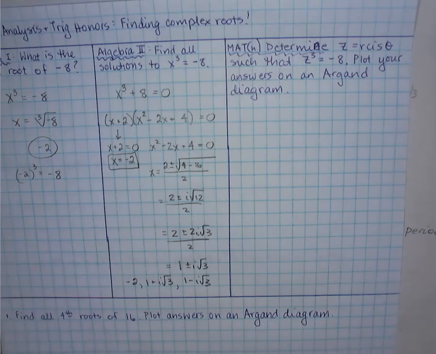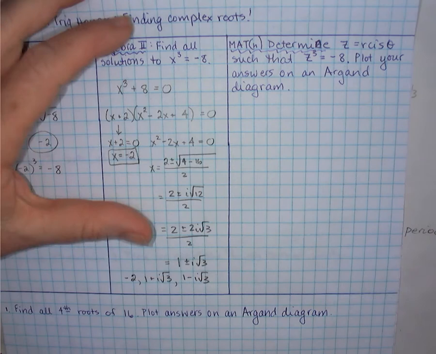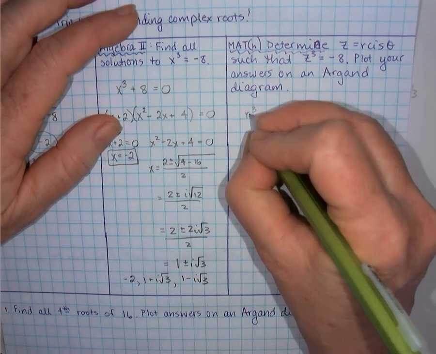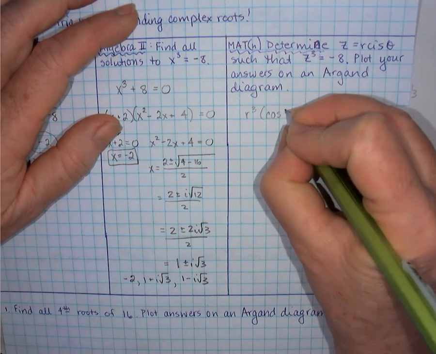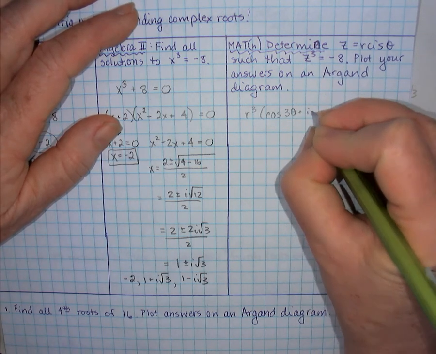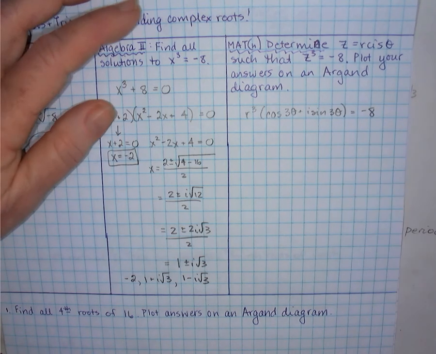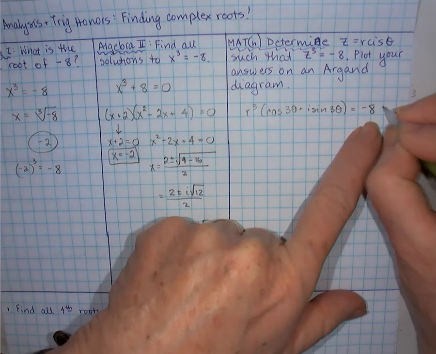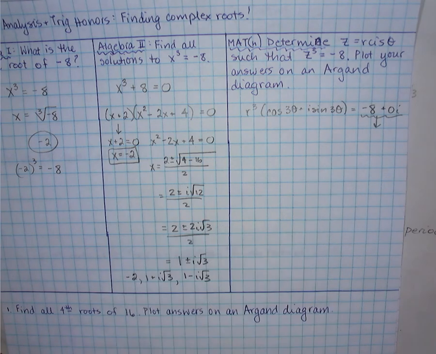Okay, now, however, we are in Math Analysis and Trig Honors, so let's do this a little bit differently. We're looking for some number which, when cubed, is going to give us a -8. So in other words, we're going to have some number r cubed times cosine 3 theta plus i times the sine of 3 theta, which is going to give us -8. And what we could do is write that -8 as -8 plus 0i, and in fact, this we can put in polar form.